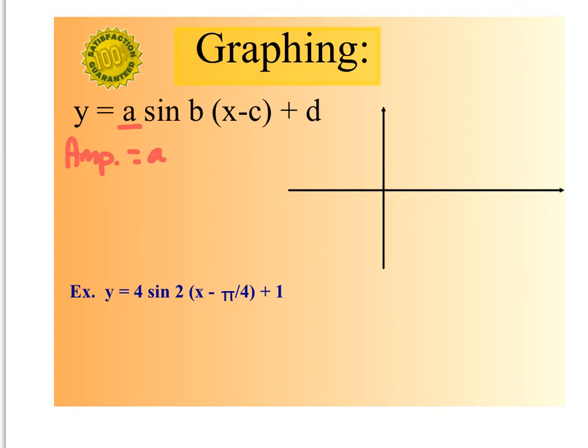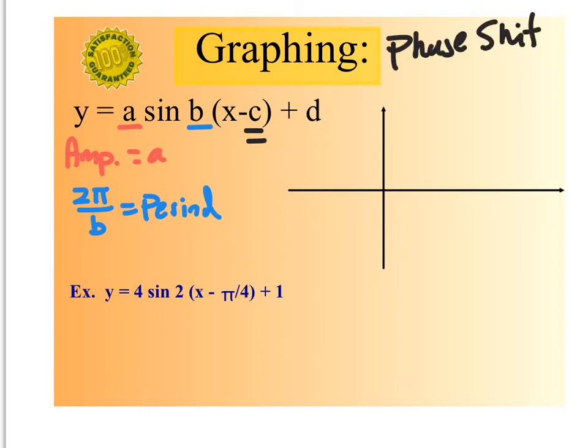B can produce a different period length. So actually, let me go back and do this. 2 pi divided by b is the period of the function. Okay, C is the phase shift. Phase shift, that'll be a horizontal shift, either left or right.